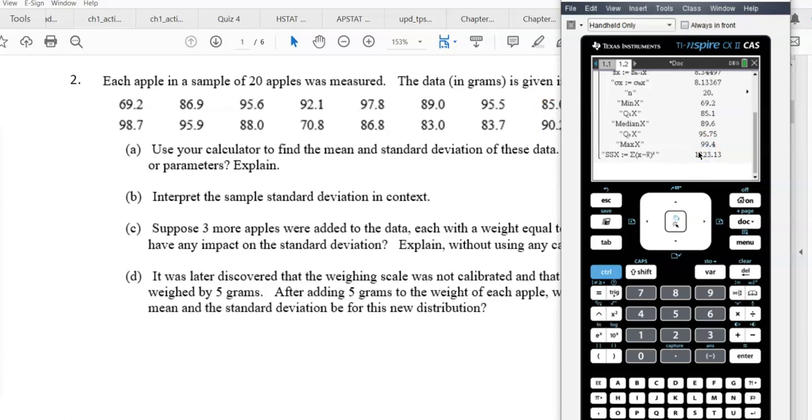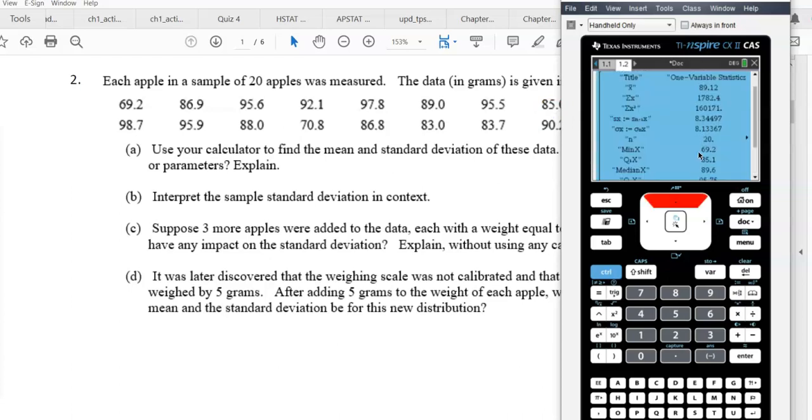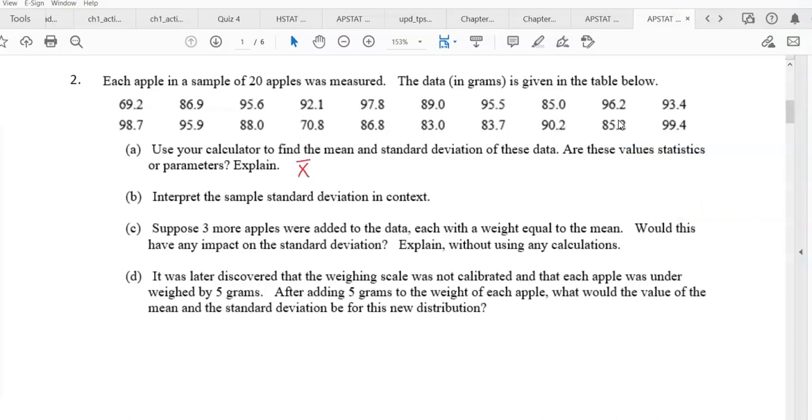It does one-variable stats. Mouse up one click. There it is. So x bar, the mean, is 89.12. The one you need there, calculate the mean and standard deviation. So the mean is 89.12.